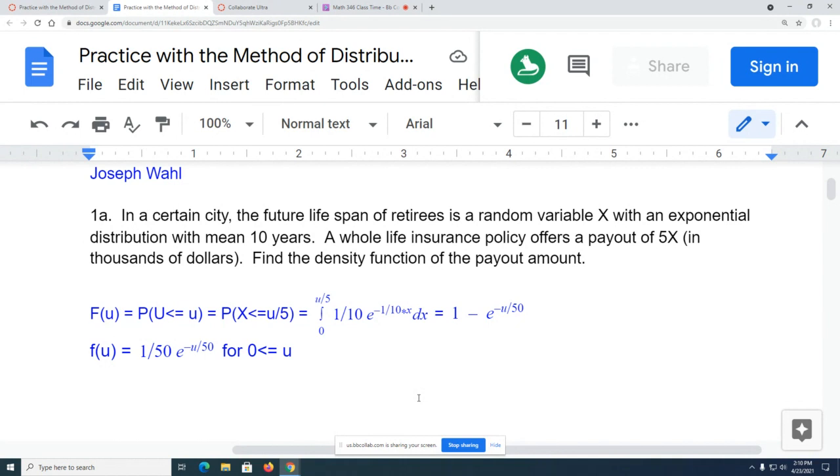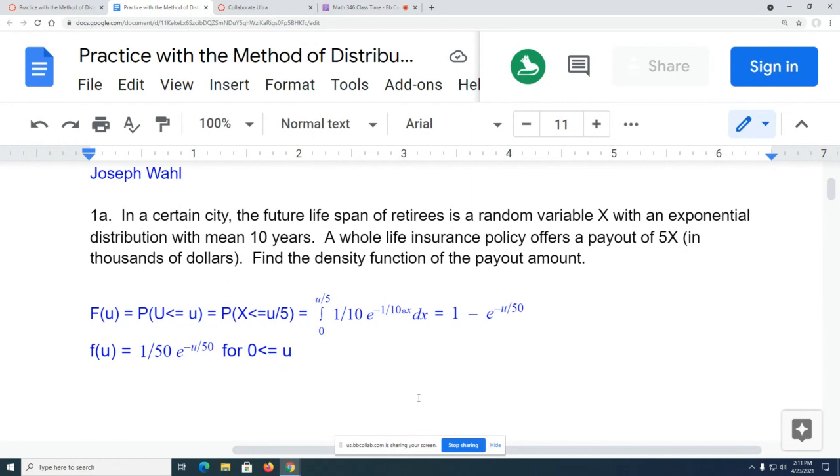Yep. Should your e be negative? Yeah, this is a negative from this part right here. Here's the negative sign through. That looks better. There we go.